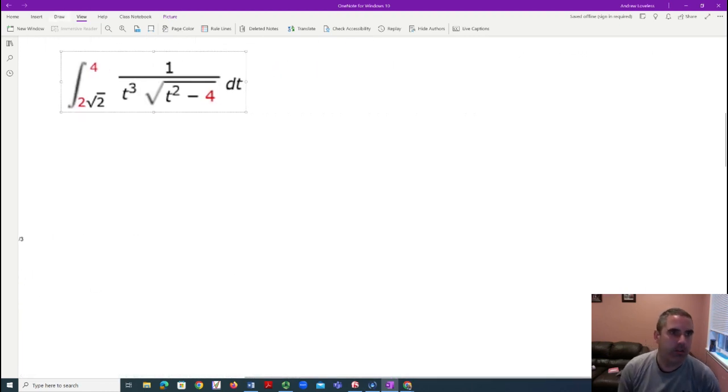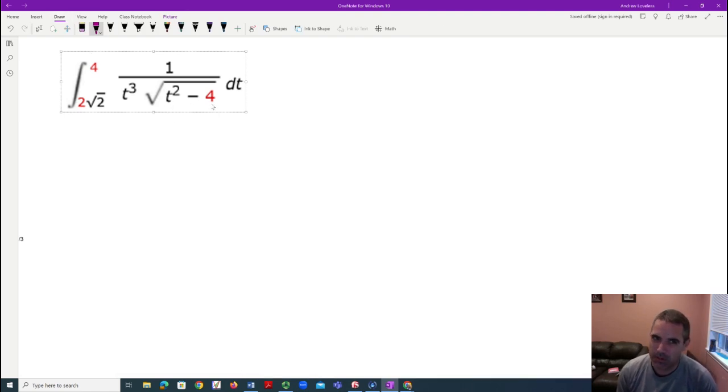So what I would do, first you should see that it's a t squared minus 4. In that situation, the identity that is similar is this. This is how I remember it. Of course, you can also just use the table. It's that secant squared of theta minus 1 is equal to tangent squared of theta.